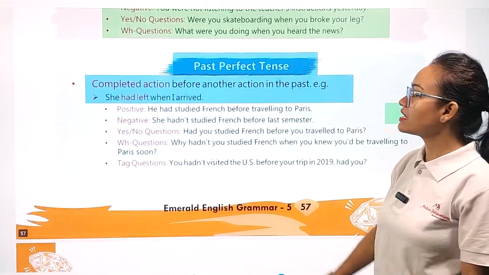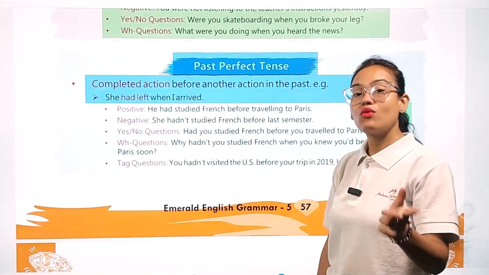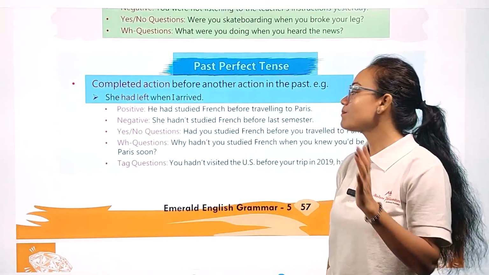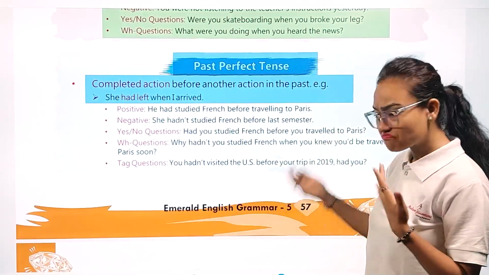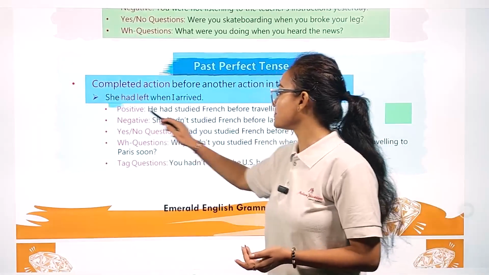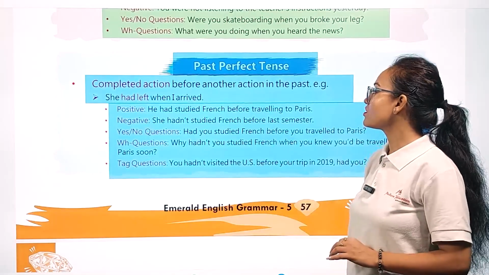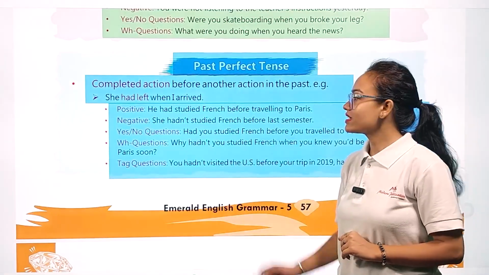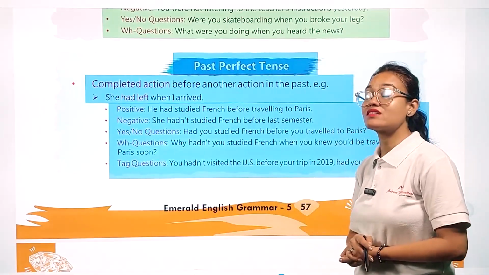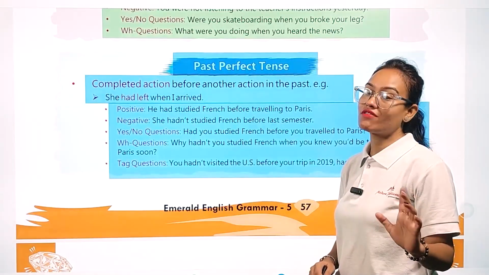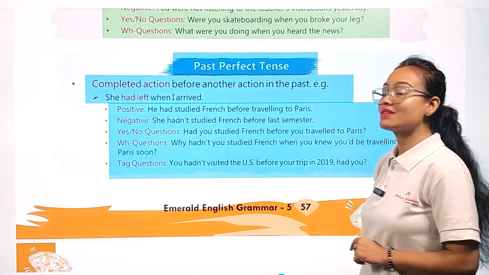Okay, example you can see here in positive sense, in negative sense, as well as in interrogative sense, and whenever we are asking WH questions, and whenever we are tagging any question, in all these senses we are going to use our past perfect tense. So here you can see in positive sense, he had studied French before traveling to Paris. Means here studying and traveling, both actions happened, but study action completed before travel action. Negative, she hadn't studied French before last semester.